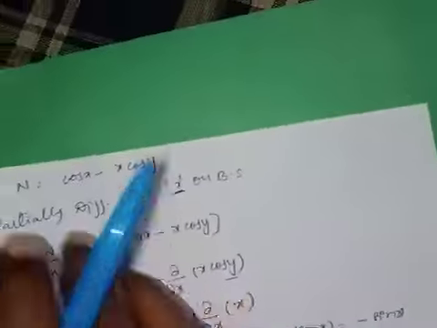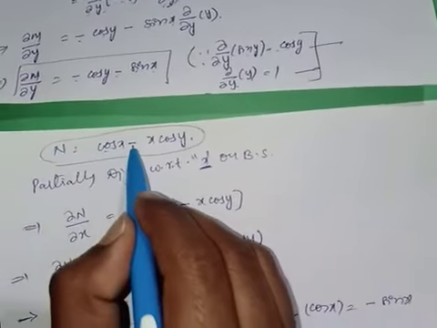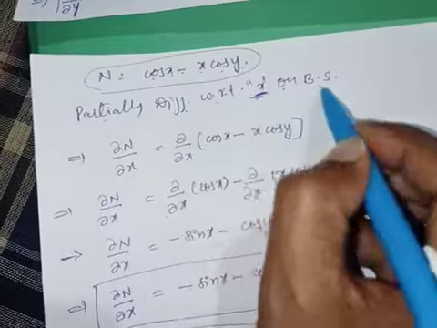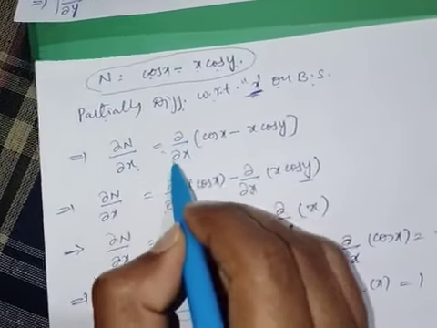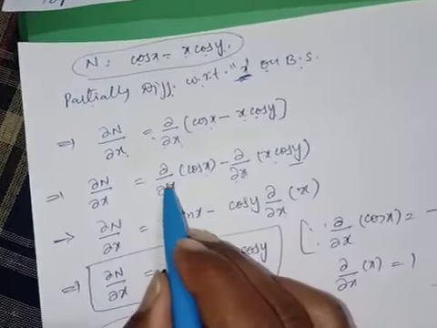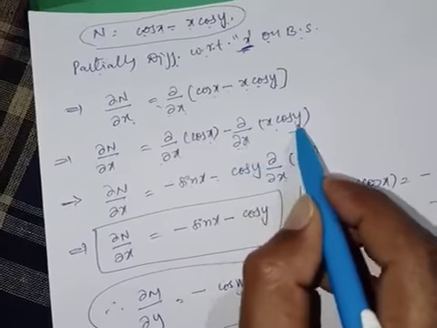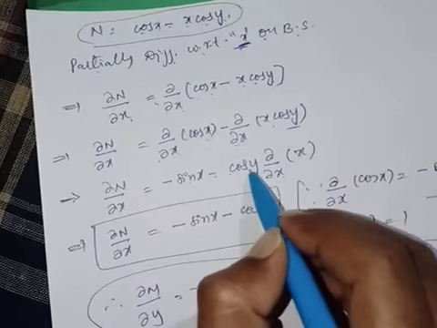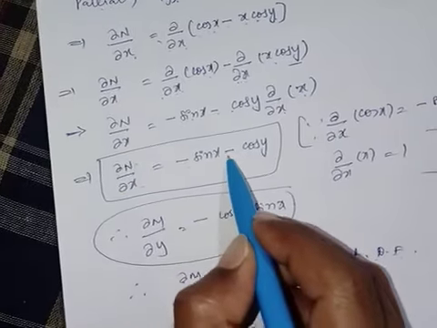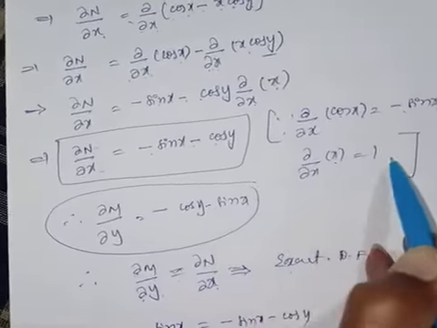The next value is n, equal to cos x minus x cos y. Here also partially differentiate with respect to x on both sides. Del n by del x is equal to del by del x of cos x minus x cos y. Split the partial differentiation. Del by del x of cos x is negative sin x, minus, here also the variable is x and y is a different variable, so taking cos y common, del by del x of x is 1. So del n by del x is negative sin x minus cos y. We know that del by del x of cos x is negative sin x, and del by del x of x is 1.